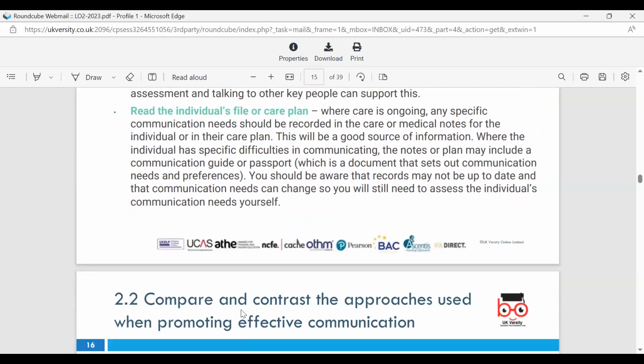Read the individual's file or care plan. And this is really important. That's why there is a need for care plans to be put in place. Where care is ongoing, any specific communication needs should be recorded in the care or medical notes for the individual or in their care plan. This will be a good source of information. Where the individual has specific difficulties in communicating, the notes or plan may include a communication guide or passport, which is a document that sets out communication needs and preferences. You should be aware that records may not be up to date and communication needs can change, so you will still need to assess the individual's communication needs yourself.